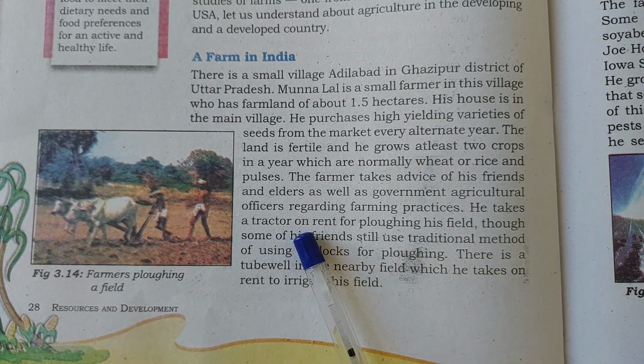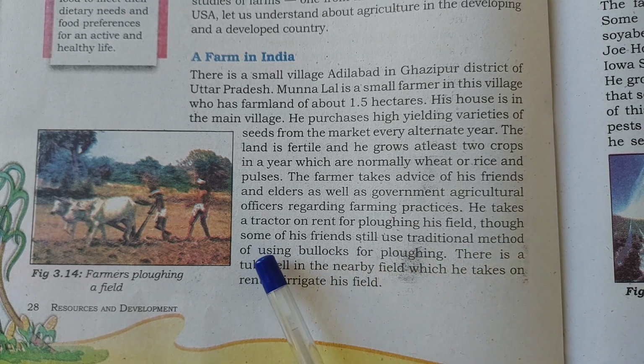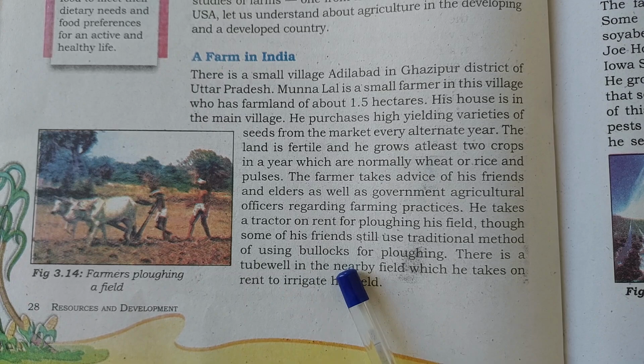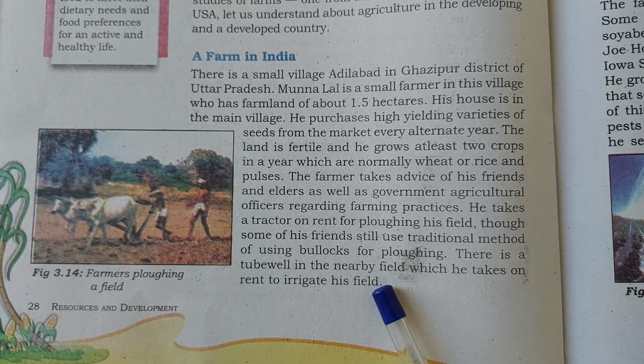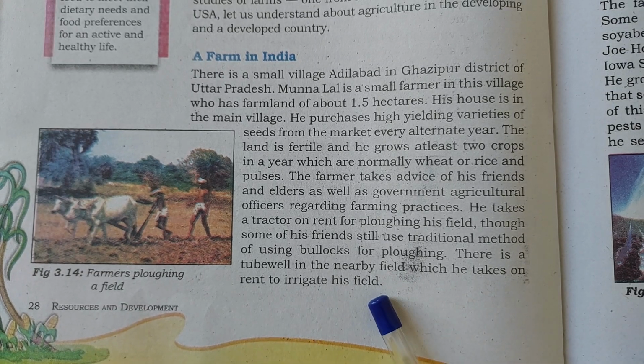He takes a tractor on rent for plowing his field, though some of his friends still use the traditional method of using bullocks for plowing. There is a tube well in the nearby field which he takes on rent to irrigate his field.